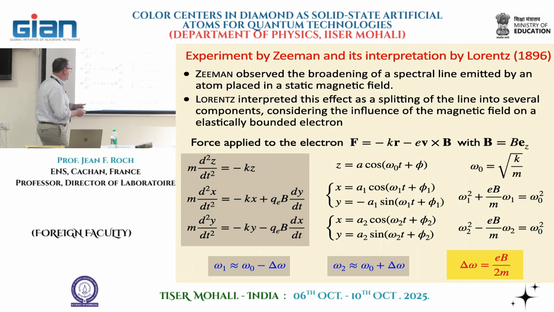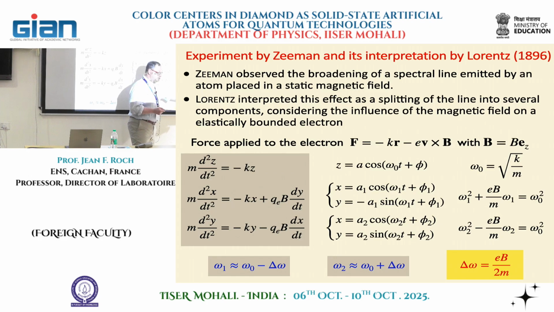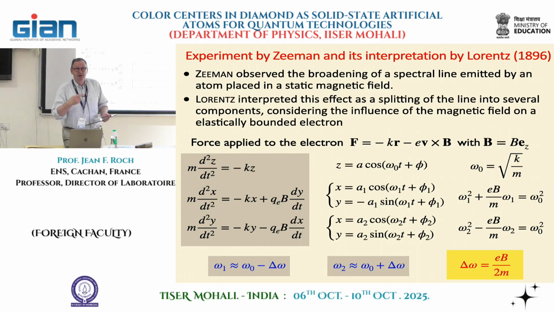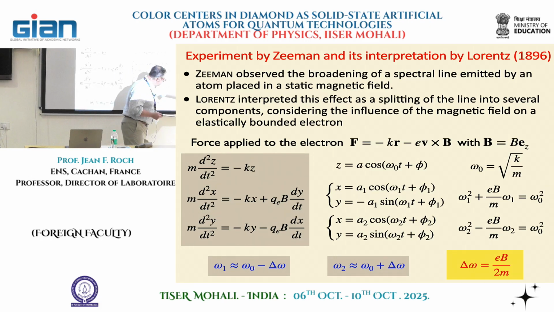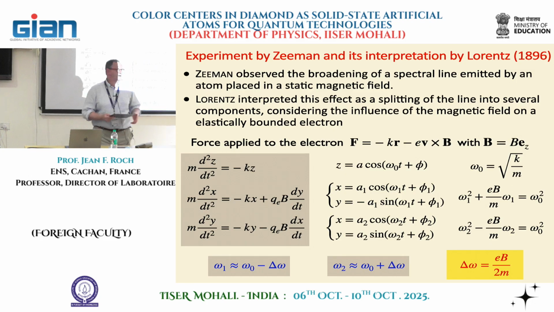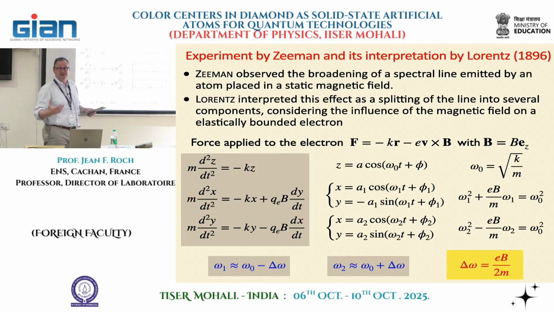And if we now suppose that the influence of the magnetic field is weak, the 2 frequencies are separated by delta omega, and delta omega is the electric charge of the electrons times the magnetic field divided by 2m. Okay, we will come back to that. We see already an important parameter which only depends on fundamental constants, the electric charge and the mass. And that's why it was very important, because it tells us something about the interior of the atom.